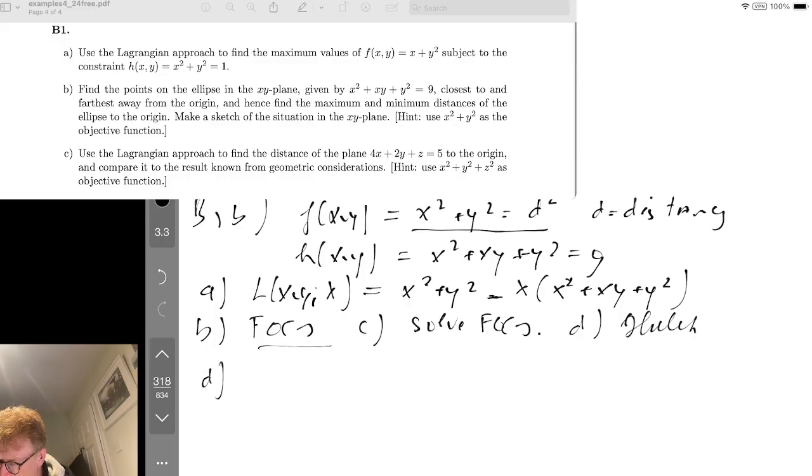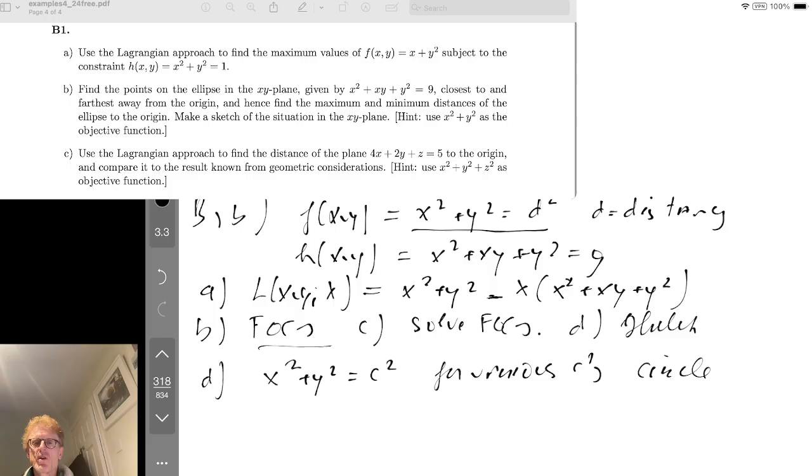So for D, x squared plus y squared is c squared, for various c's are circles. So there will be a minimum circle, a circle with minimum radius, and a circle with maximum radius which touches this ellipse. So, oh wait, I'm doing this wrong. So minus 9.